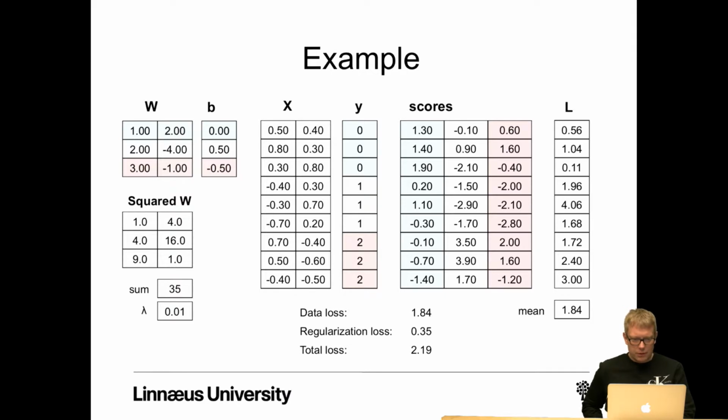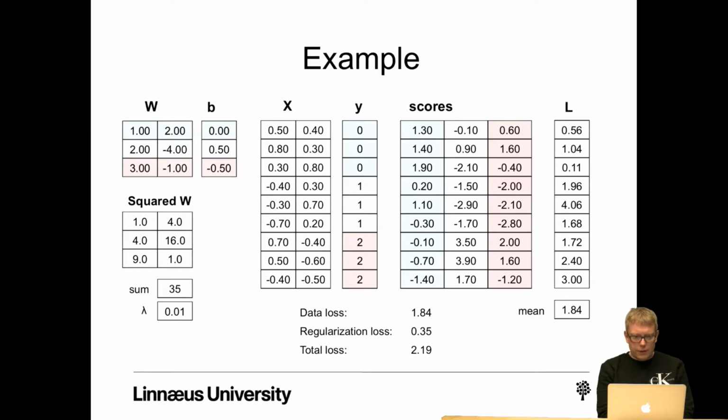So, a more complete example: we have 3 categories and 2 input attributes. So our weight matrix will have 3 rows and 2 columns, and we have a bias vector, and we have a number of input examples, 9 in this case, and each input example has an actual category. The first 3 examples belong to category 0, the blue, the next 3 category 1, green, and the last 3 category 2, red.